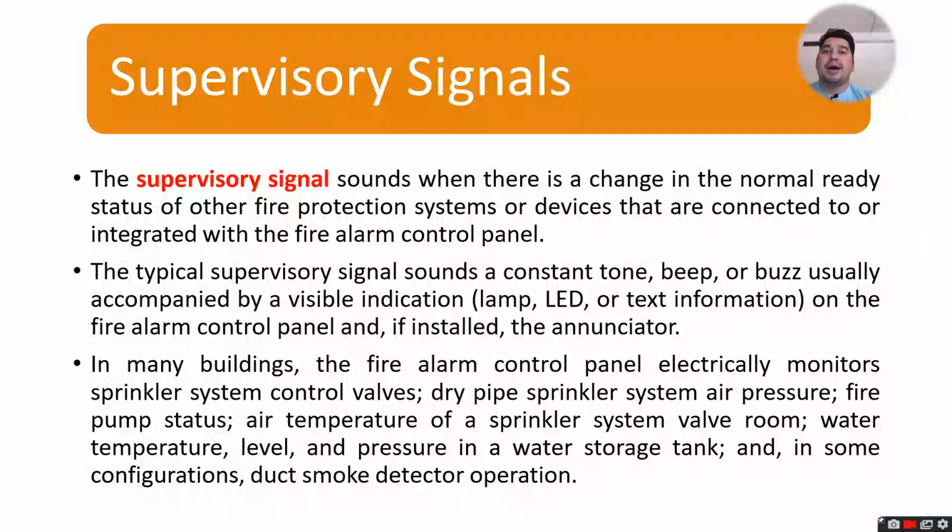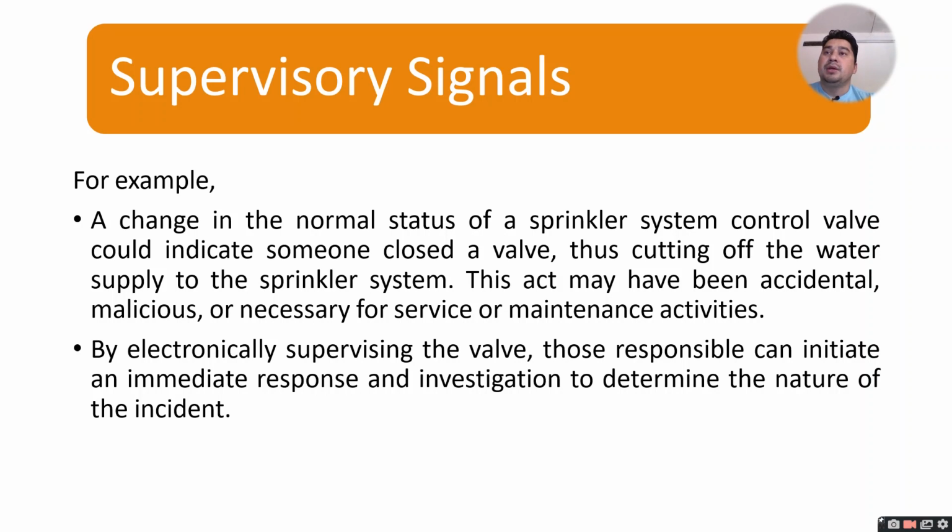In many buildings, the fire alarm control panel electrically monitors sprinkler system control valves, dry pipe sprinkler system air pressure, fire pump status, and air temperatures of a sprinkler system valve room. Water temperature, level, and pressure in a water storage tank, and in some configurations, duct smoke detector operation. So this is the work of the fire alarm control panel, which monitors all these things.